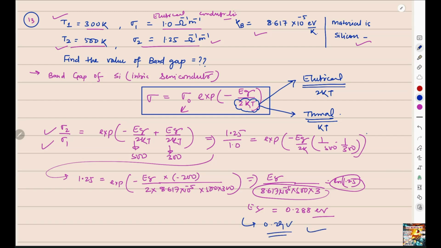If the data for this question is not correct, then only the answer can differ. Otherwise this would be the answer, but the procedure remains the same. So now we will move to the next question.